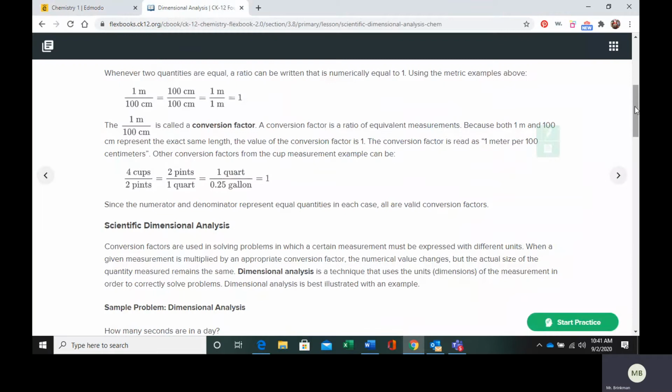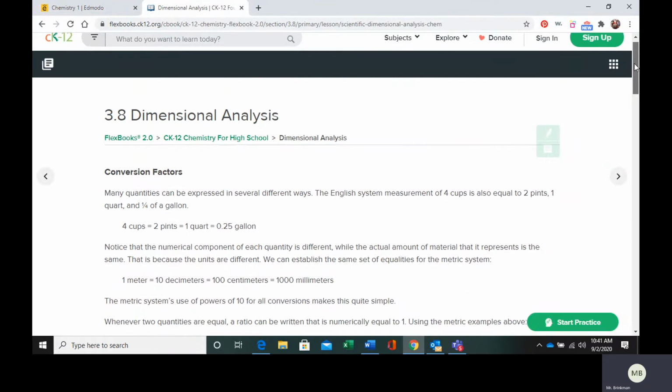So dimensional analysis is a way of converting between different types of units. To do this, we take equal quantities and we use ratios, and we'll get more into that in the future. So in the English measurement system, 4 cups equals 2 pints equals 1 quart equals 0.25 gallons. Now these are different numerical values, but they're the same quantity.